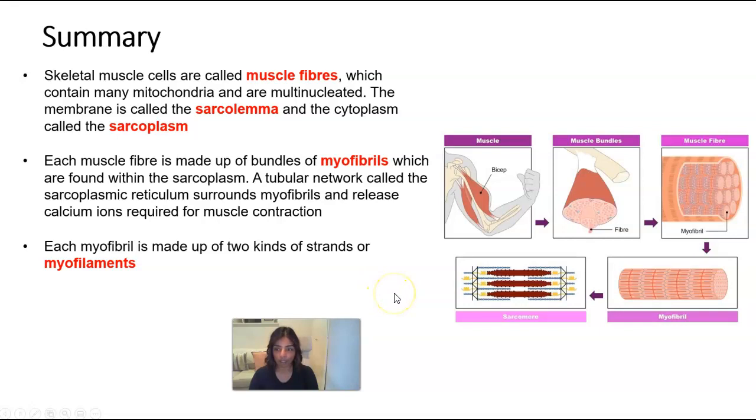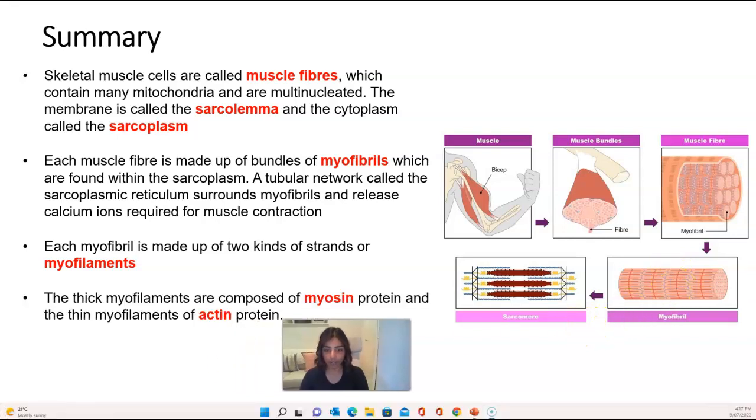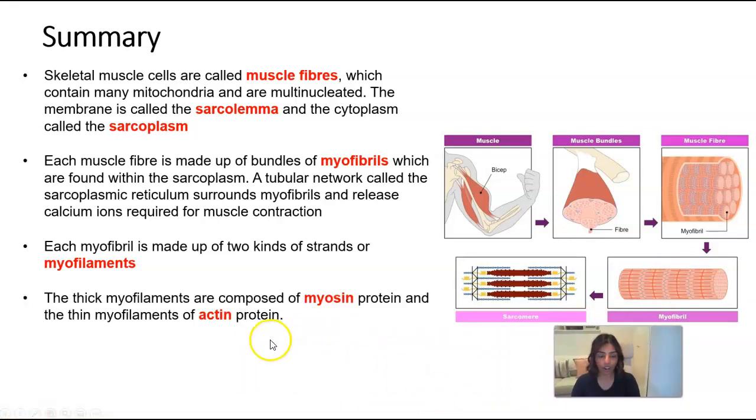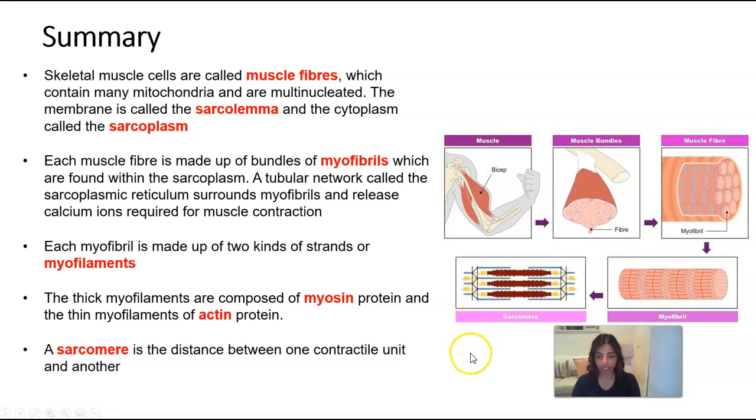We know that each myofibril, as can be seen here, is made up of myofilaments, and the two myofilaments that we need to know about are proteins called actin, which is the thin one, and myosin, which is a thicker one. So this is myosin in the middle, and this thinner blue one in this diagram is the actin. Finally, we know that a sarcomere is the distance between the contractile units within the myofibrils. So between one zigzag line and the next is one sarcomere.